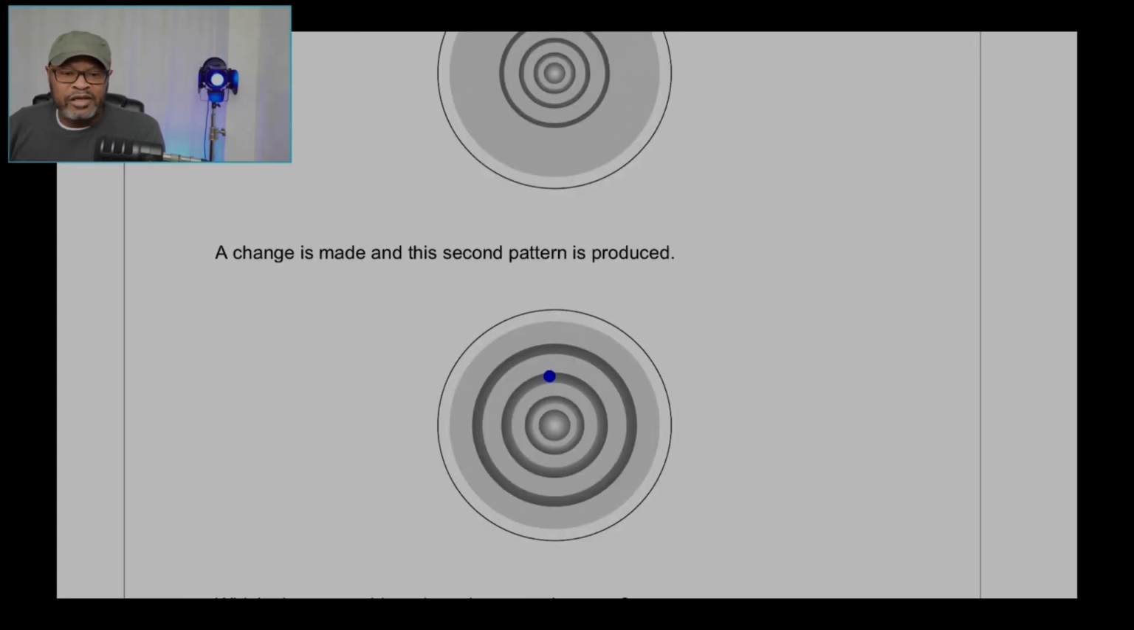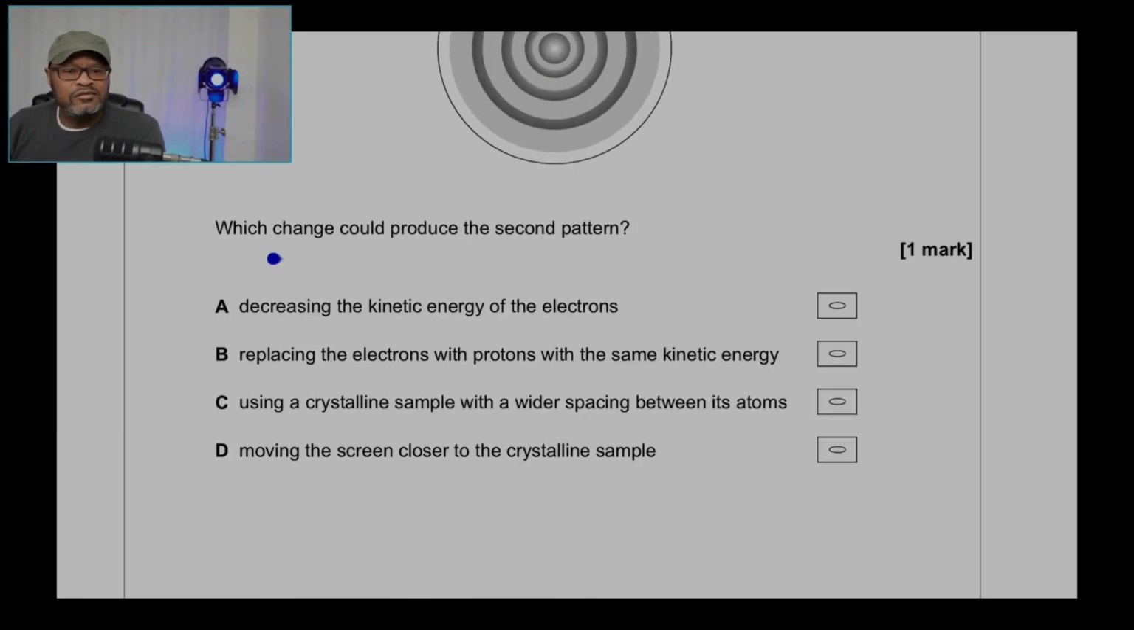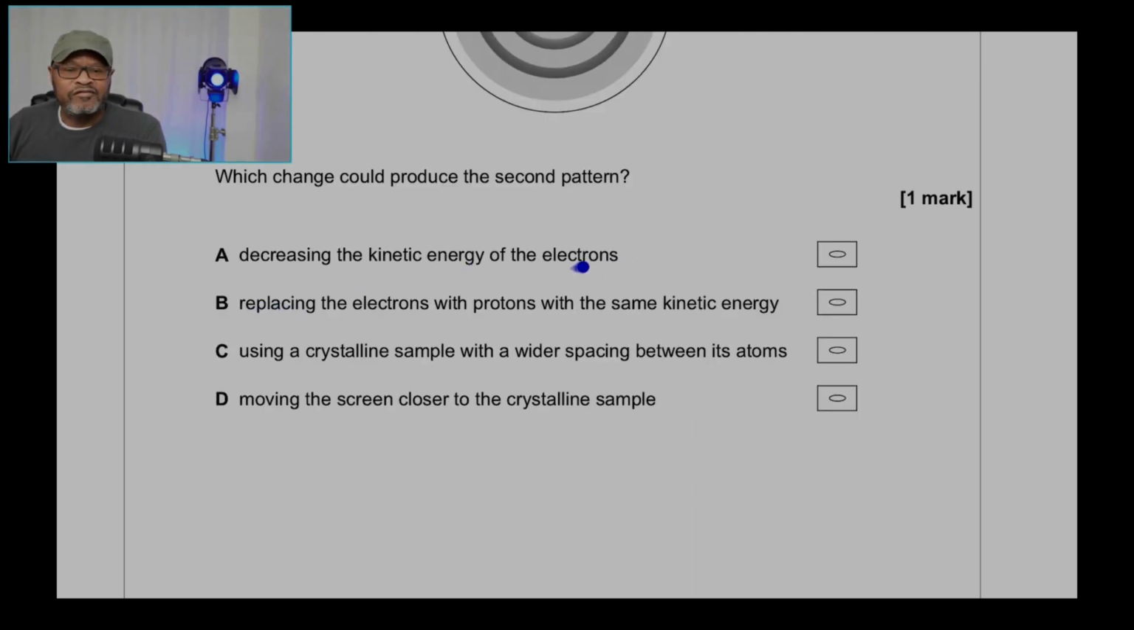Okay, so these are bigger wavelength compared to those. Wavelength is the distance between the wavefronts, and this is a bigger wavelength. Which change could produce the second pattern? A. Decreasing the kinetic energy of the electrons.